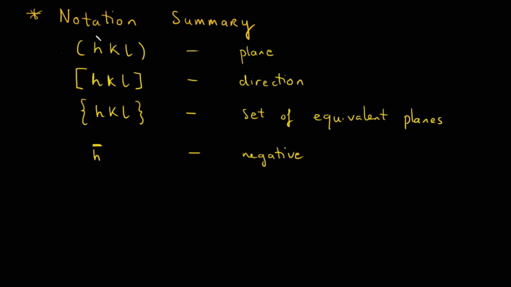So in summary, those are the notations that you need to remember when you study EE338. And notice that H, K, and L are similar to X, Y, and Z. So the parenthesis notation stands for the plane, and the square bracket stands for the direction vector that's perpendicular to the plane, and the curly bracket stands for the set of equivalent planes in the shape H, K, and L. And lastly, if you have a negative number, you're gonna have a bar on top of your value.